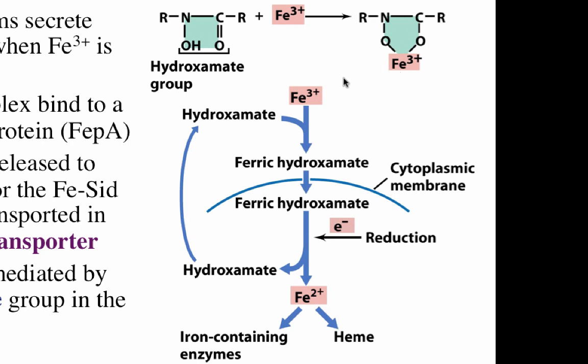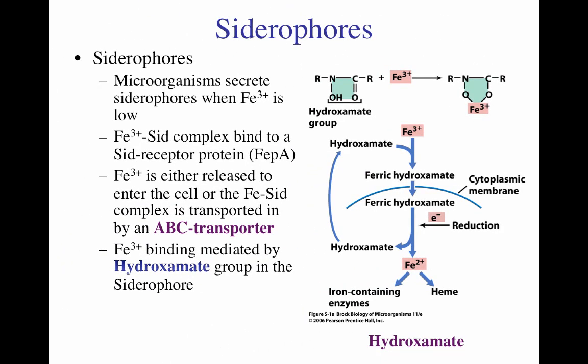So when the siderophore binds to the ferric iron, it's going to be transported across the membrane by the ABC transporter and then reduced in the cytoplasm, and the siderophore is able to be recycled back outside, where it can capture more iron. The iron, now in its ferrous state, is going to be used in iron-containing enzymes by the bacteria.